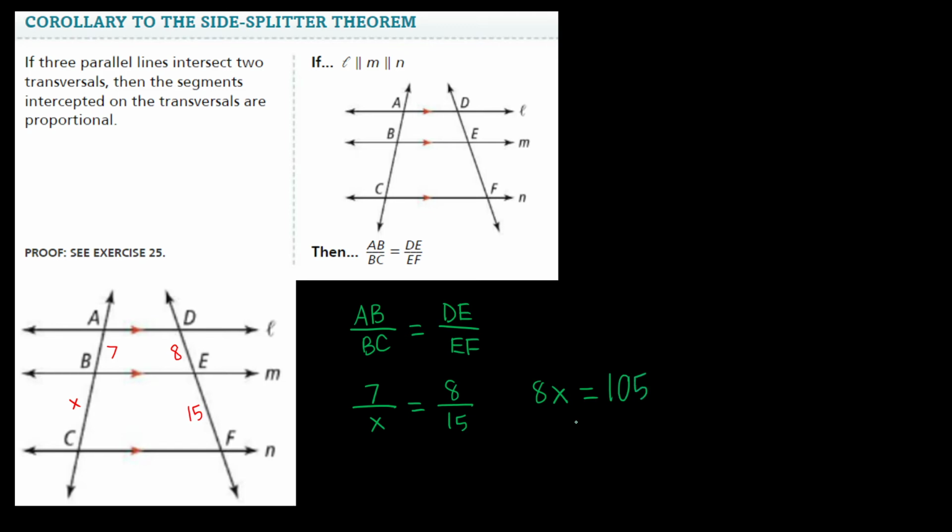So now we need to divide both sides by 8. And here's my reminder to you that you are not always going to get whole numbers for your answers. Not all problems work that way. More often than not, you will be getting decimal answers. So when I divided 105 by 8, I got 13.125. And again, if you plug in that value for X in your proportion, it should work out just fine.